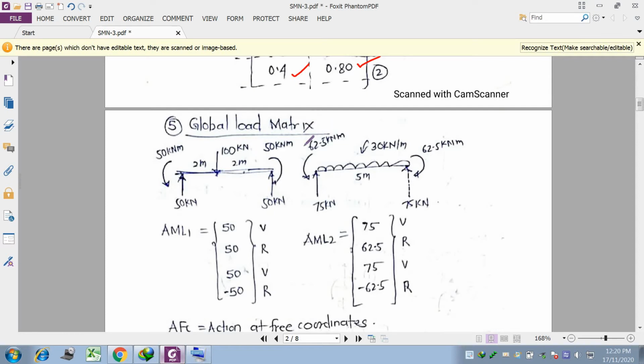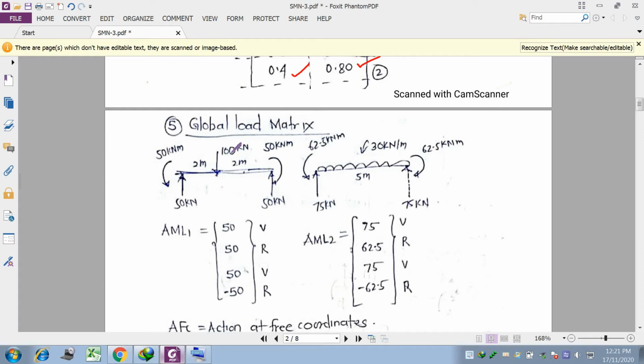Now let us see how to calculate the global load matrix. In order to calculate the global load matrix, you have to split your beam, your member, into two parts as per your external loading. So I have considered the AB part and BC part. Under the AB part we have to show the external loading first, then calculate the exterior fixed end moment based on the external loading. Let us see how this 50 comes from.